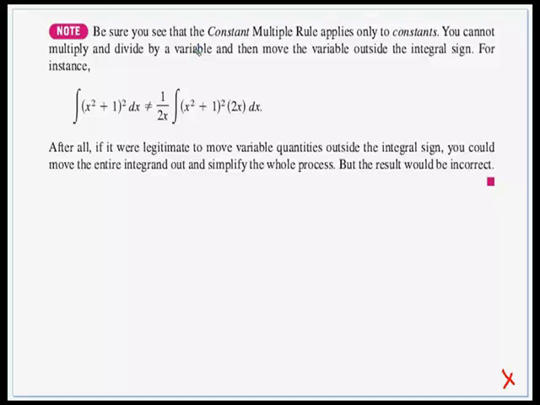Note, be sure you see that the constant multiple rule only applies to constants. You can't multiply and divide by a variable and then move a variable outside the integral sign. For instance, we have this right here. Our inner function's derivative is 2x. There's not even an x there, let alone a 2. We have absolutely nothing. You cannot just put the 2x necessary there and put its reciprocal out front, 1 over 2x. That only applies to constants. You cannot do it to variables. Because if this were a legitimate move, moving variable quantities outside the integral sign, you could just move the entire integrand out and simplify the whole process. But your result would be incorrect.